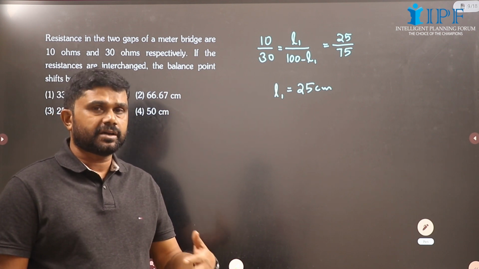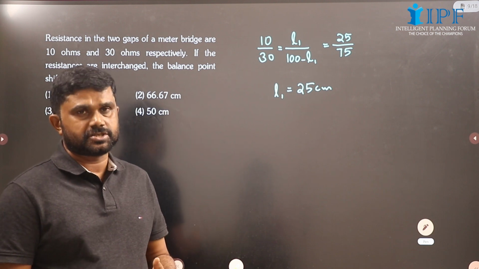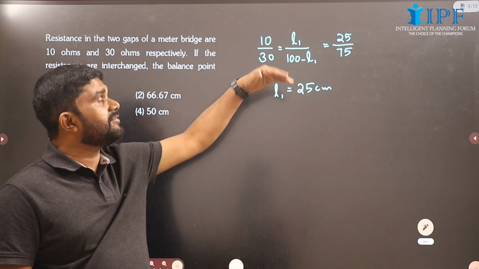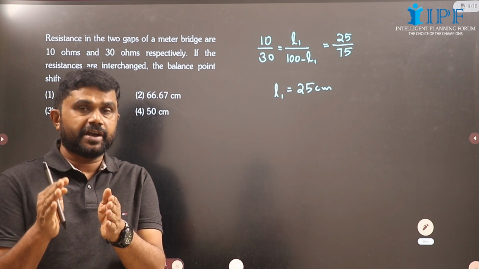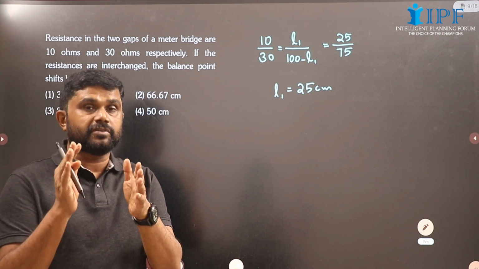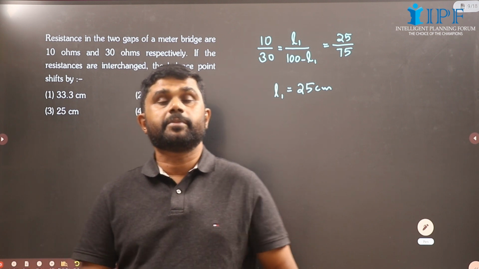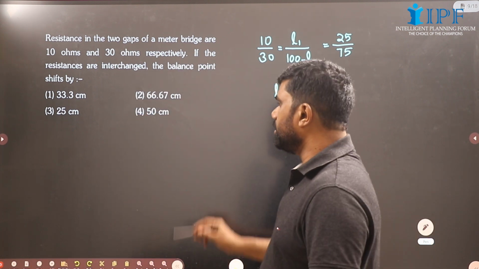Now if the resistances are interchanged, it will become 75 and 25. In the first case the balance point is 25, and in the second case the balance point will be 75. Or we can say the balance point shifts by 50 centimeter.